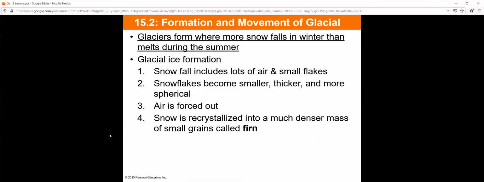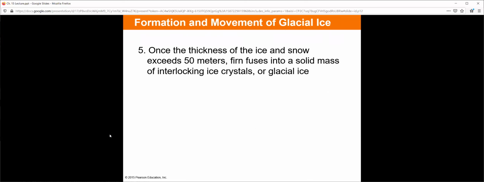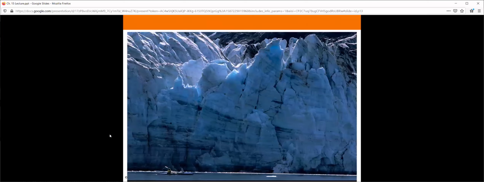So a glacier isn't just the snow that you are used to in your winters. It is highly compacted, thick, quality ice, or comparable. Once the thickness of the ice and snow exceeds 50 meters, firn fuses into a solid mass of ice crystals, giving you a glacier. What I just said, right?